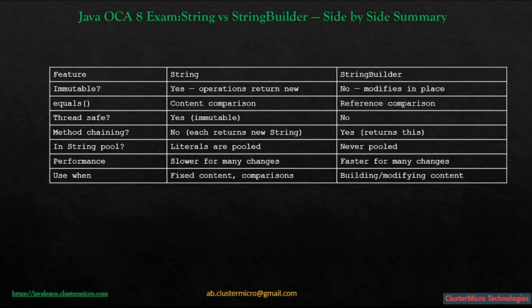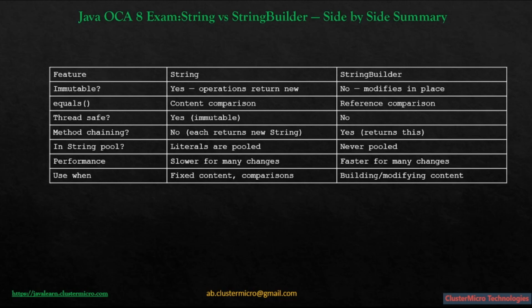Okay. In the string pool, string literals are automatically placed in the pool and shared. Two variables holding the same literal share one object. And StringBuilder objects are never pooled. Every new StringBuilder call creates a fresh object on the heap. There is no sharing, no reuse, no pool.